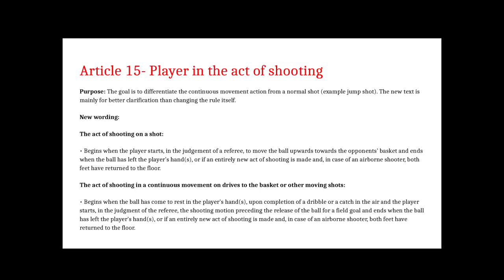So this begins when a player starts, in the judgment of the referees, to move the ball upwards towards the opponent's basket and ends when the ball has left the player's hands, or if an entirely new act of shooting is made, and in the case of an airborne shooter, both feet have returned to the floor. So this applies to things like on a rip through. If a player rips the ball through, the contact occurs on the rip through and then proceeds to move the ball towards the basket. If the contact occurs on the rip through, it's not a shooting foul.